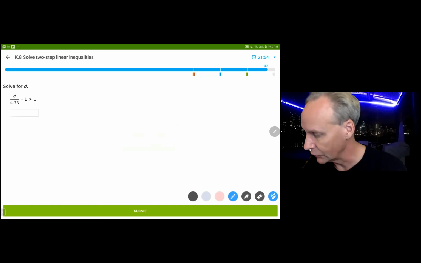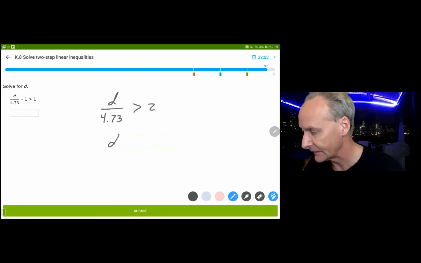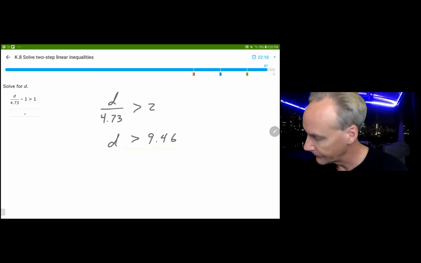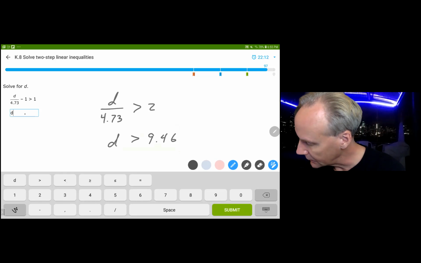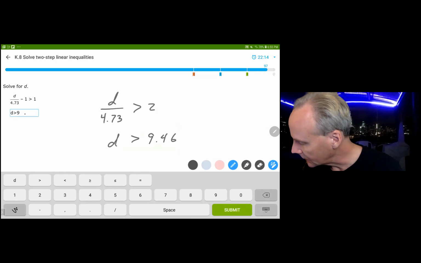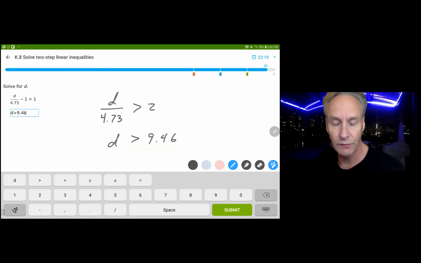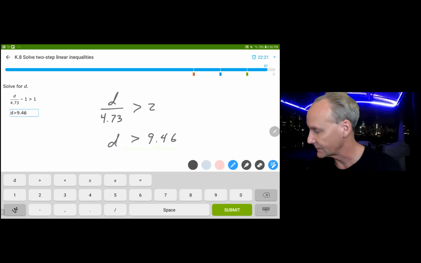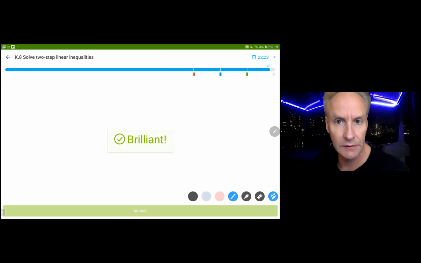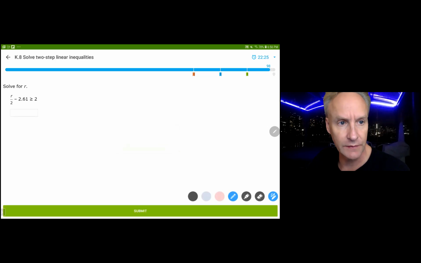And 2 more. Add 1 to both sides. We get d over 4.73 is greater than 2. We're going to multiply by 4.73 on both sides, and we're going to get 9.46, and it looks like we're done. D is greater than 9.46. It is possible you make an error if you multiply in your head, but it's really good practice. Please do it, if at all possible. It's really good to practice your arithmetic.